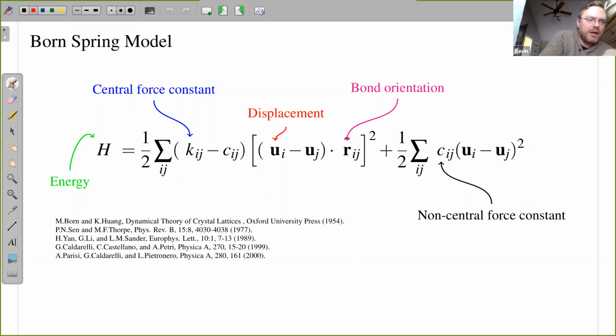So if you have a spring in this direction, then deforming it in this direction will have a spring constant K, but deforming it perpendicular would have a spring constant C, right? Now, in this model, the bonds don't rotate, so it's not rotationally invariant. So if you have large deformations and part of the system is rotating as the crack is propagating through the material, then this isn't going to be able to handle those rotations.